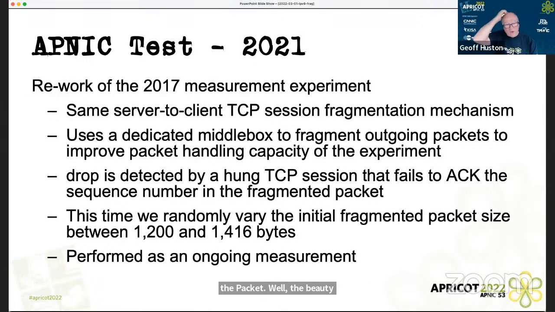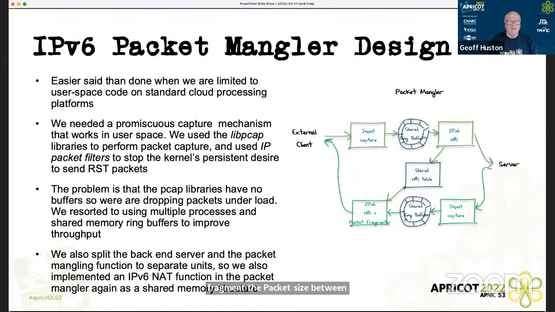And we did one more thing, but just for grins. Rather than just fragmenting to a fixed size, we varied the initial fragmented packet size between 1200 and 1416 bytes in 8-byte increments. So we tested a whole bunch of sizes to see if there was any difference in the drop rate. And rather than just doing a one-off measurement, we've been measuring every day since. We do these days about 18 million experiments a day. And so there's a fair body of measurement.